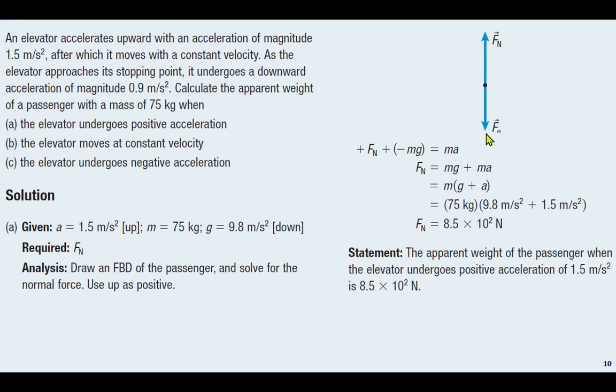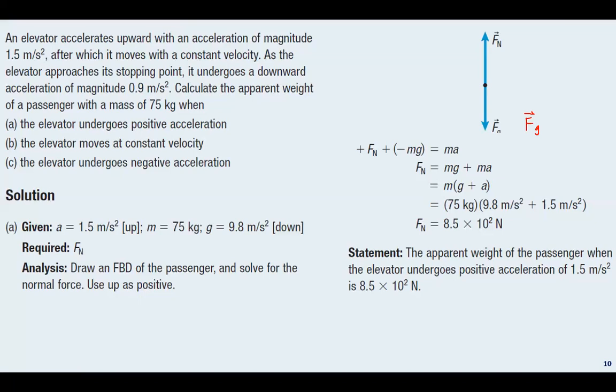Okay, so here, this should be Fg. This force should be F3. Okay, so according to the FBD, we have the following relationship: Fn minus Fg equals ma, right? Because the elevator undergoes positive acceleration.